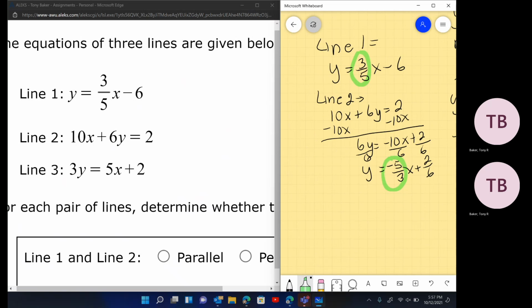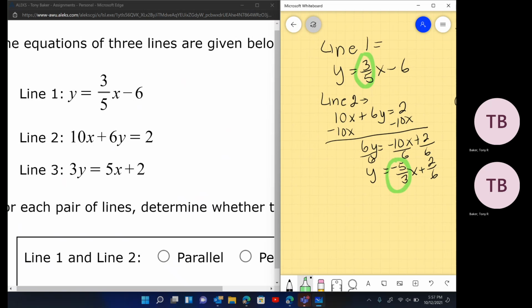So not always, sometimes you reduce. If the slope can be reduced, you have to reduce it, because you're trying to compare the slopes and the ones they're going to give you are going to be reduced. Like if you notice 3/5 and negative 5/3, if you flip that, it is perpendicular. But if you left it as negative 10/6, you might not recognize that it's perpendicular. So you kind of have to reduce it.